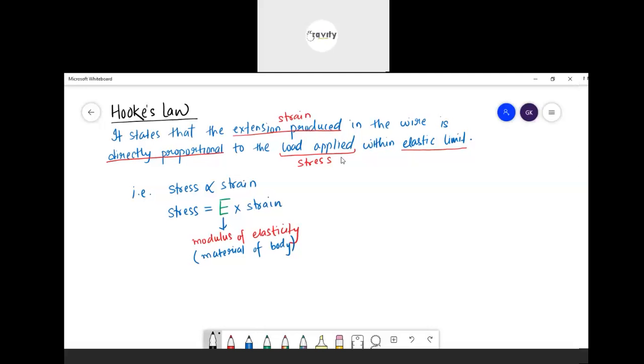If we present a graphical relation between them, being directly proportional, we know the expected outcome, that there is supposed to be a straight line. Sir, the slope will be 1, the inclination will be 45. So if we take extension here on y-axis and the load applied here on the x-axis, we got to have a straight line between the two as they are directly proportional.